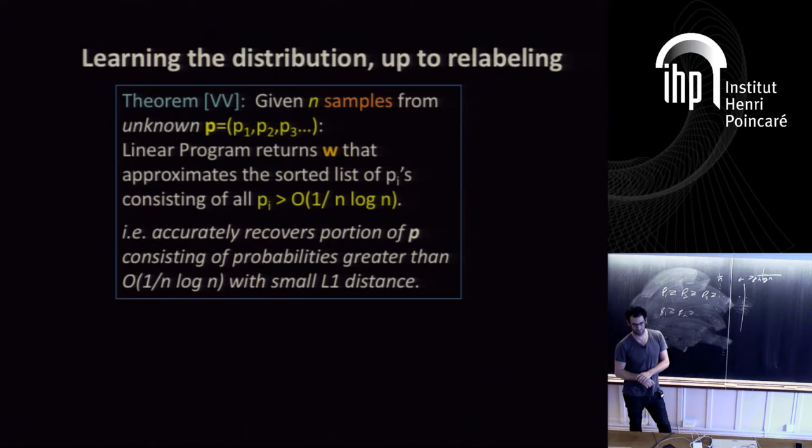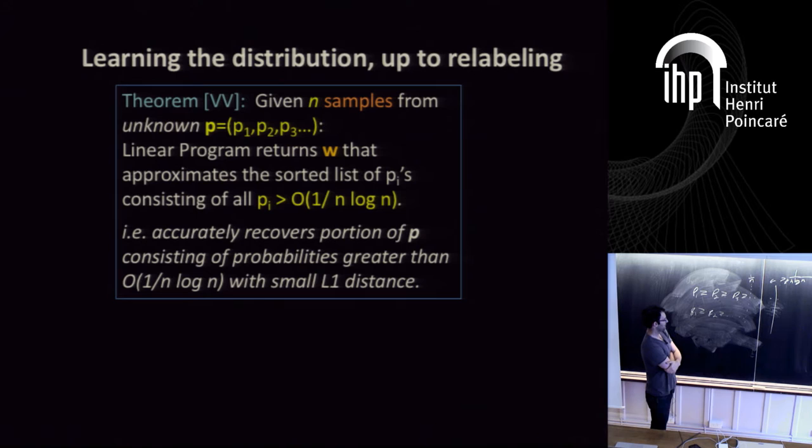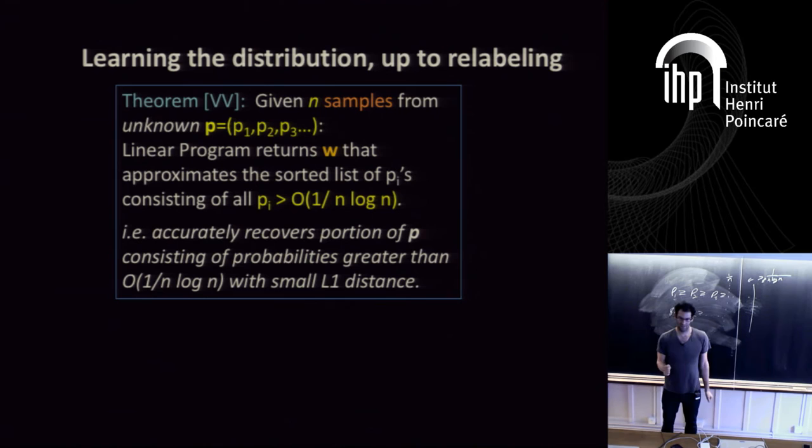So let me try to convince you that you should be shocked that we can't do better. Suppose I tell you that we took n samples and we saw n distinct things, so we didn't see anything more than once. What's your guess of this distribution? I took n samples, I saw n things exactly once. What do you think the true distribution is?